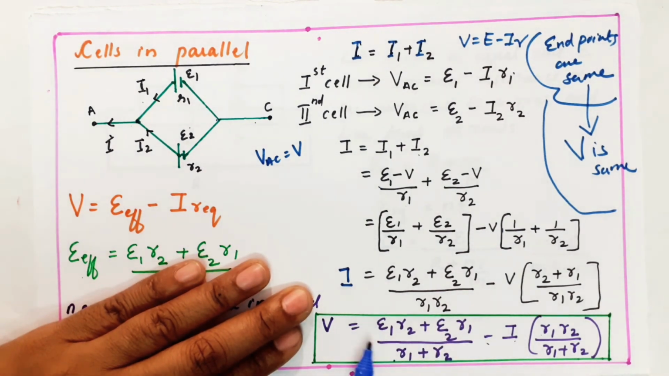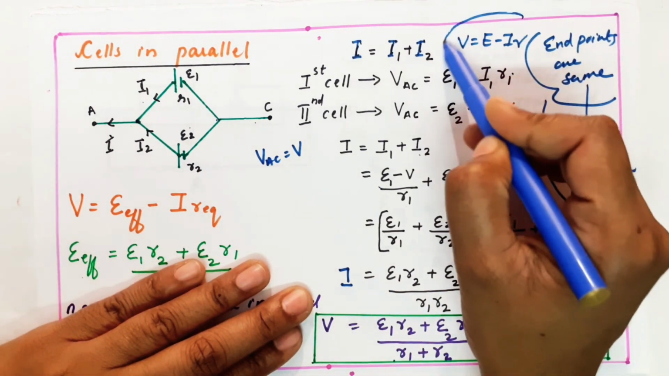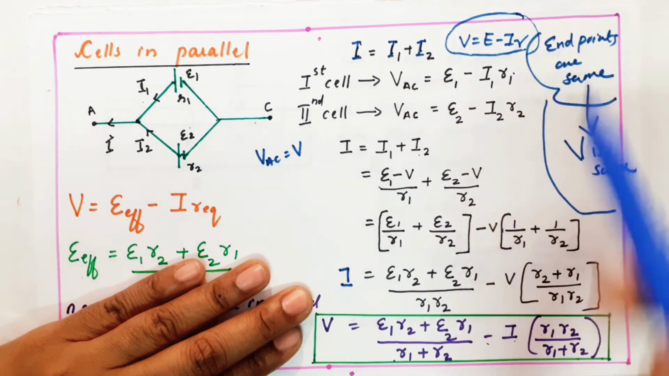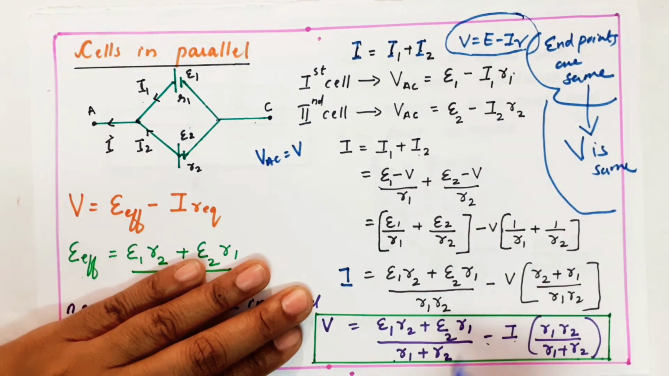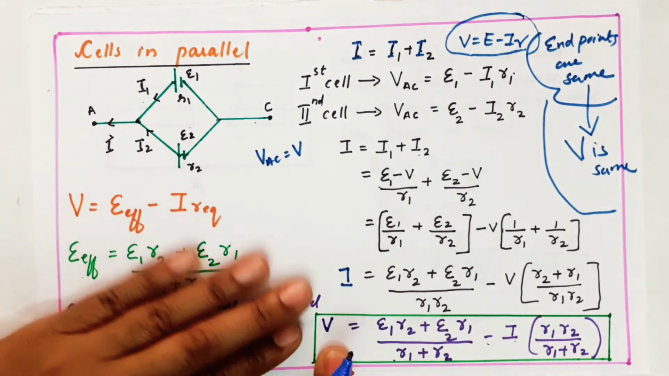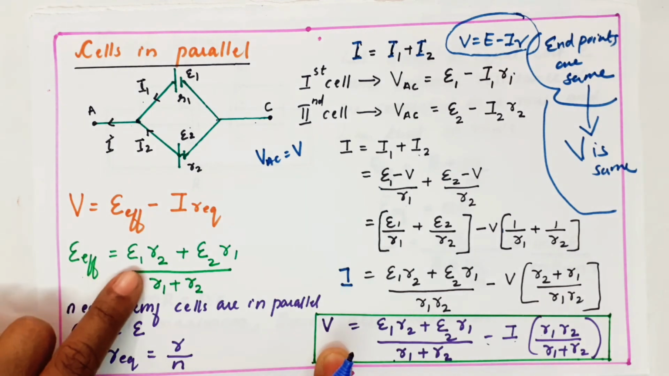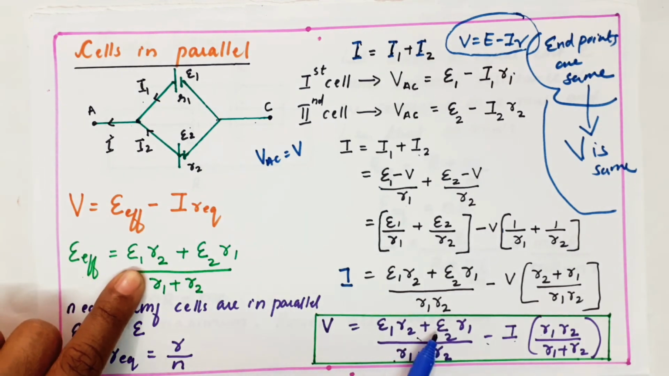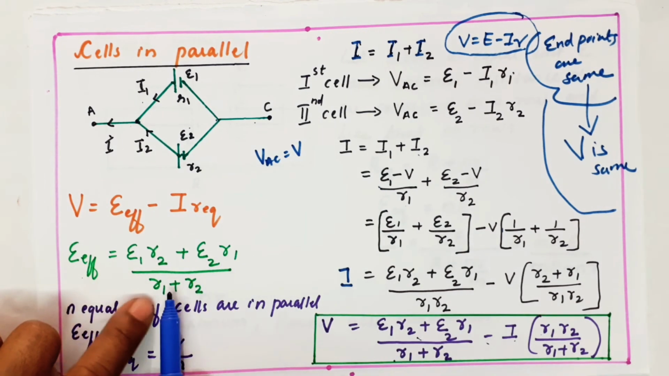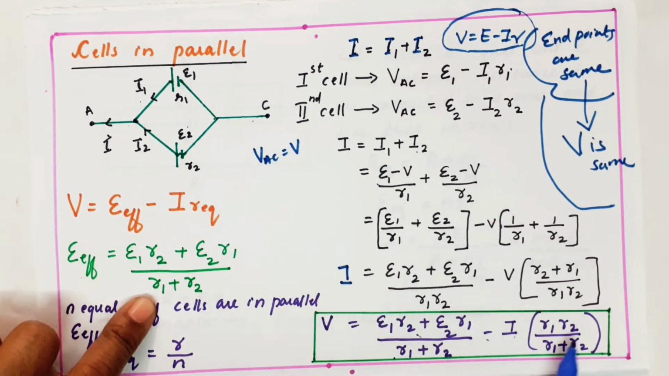If you compare this equation with your standard equation, you understand that this term will be your E equivalent. What will be your E equivalent? E equivalent is nothing but E1 R2 plus E2 R1 by R1 plus R2. And R equivalent we know, for parallel connection, R equivalent is R1 R2 by R1 plus R2.